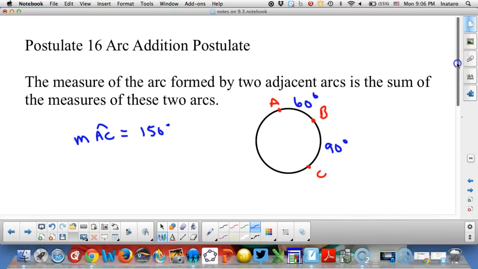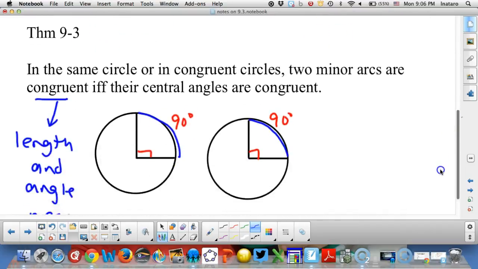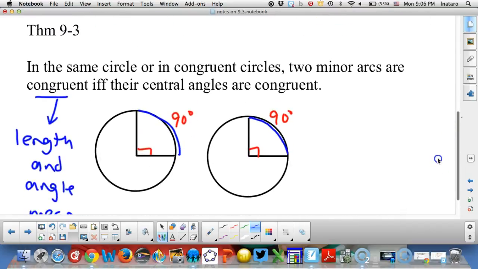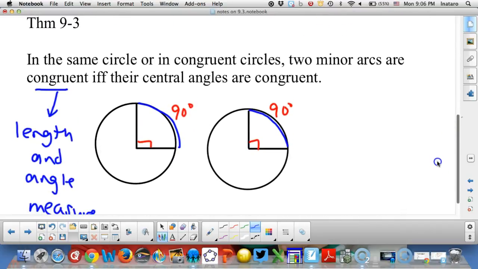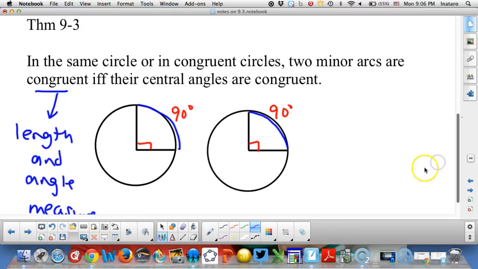And let's also take a look at Theorem 9.3. Theorem 9.3 says if in the same circle or congruent circles, 2 minor arcs are congruent, then their central angles would be congruent. By the way, this looks like it's a typo, but it's not. It's if and only if. That means the original statement and the converse are both true.